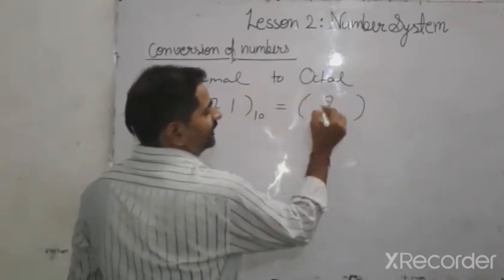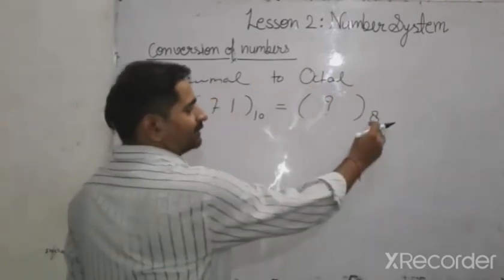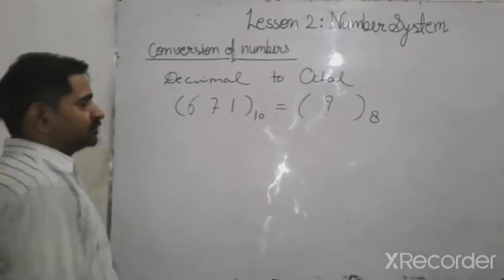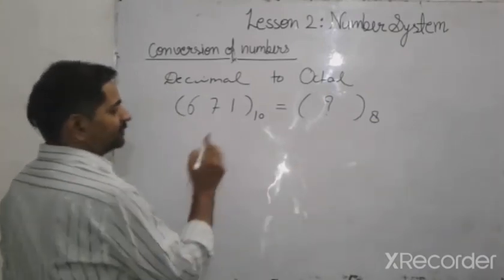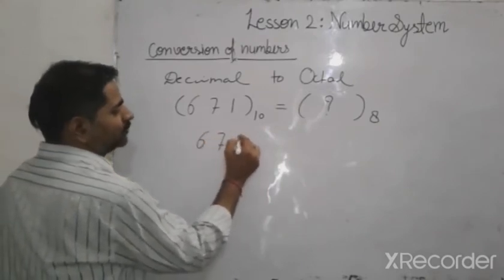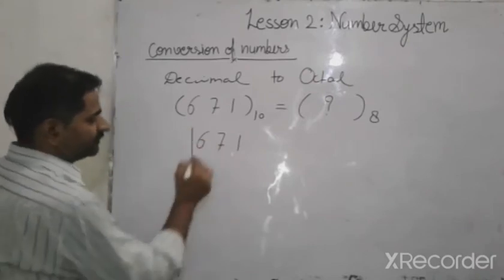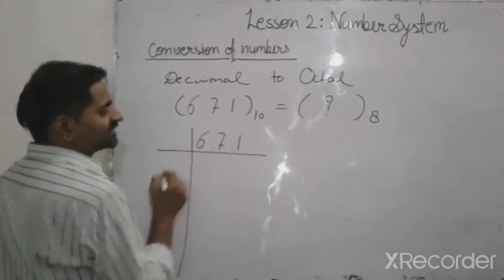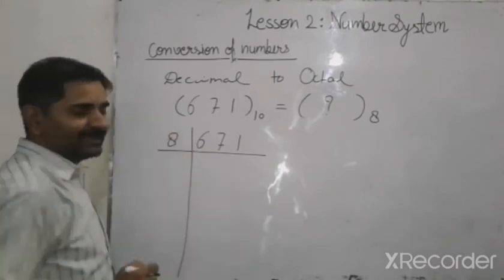Here you have to find out a value with the base 8. 8 is the base of octal. So this conversion is known as decimal to octal. So see how you can convert any decimal value to its octal equivalent. Now we divide 671 by the base of octal, that is 8.